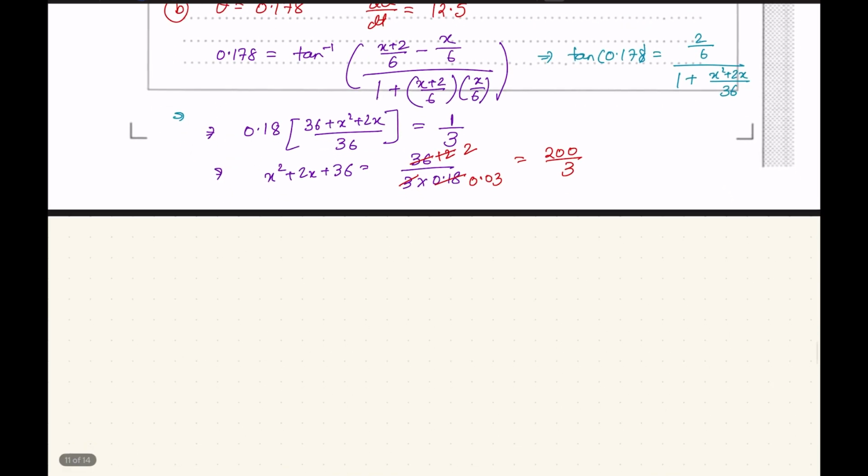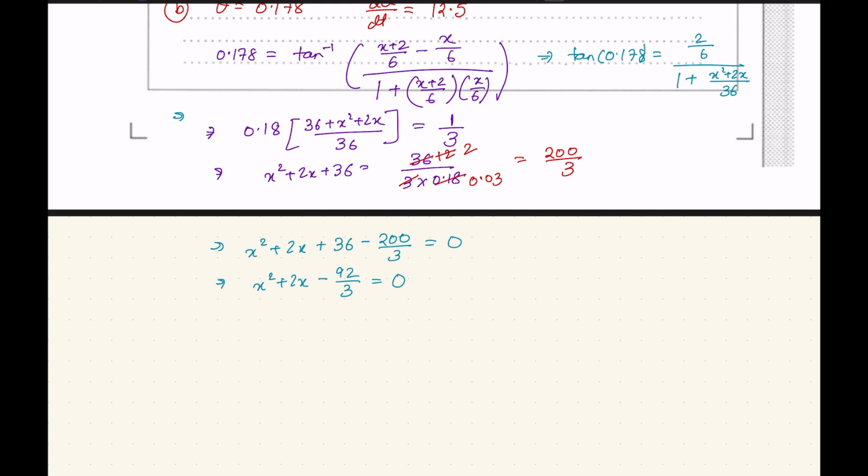Add a page here, I guess. x² + 2x + 36 minus 200 over 3 equals 0. So I can maybe do one more simplification before putting it in my calculator. 36 times 3 is 108. So it's negative 92 over 3.